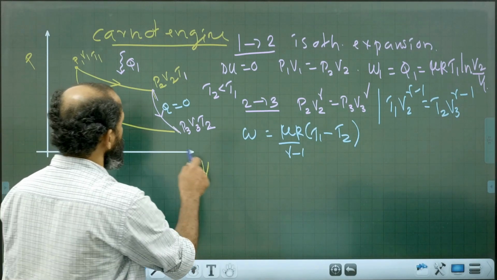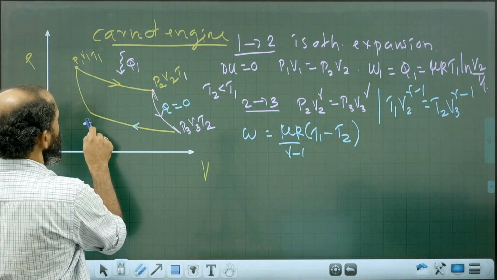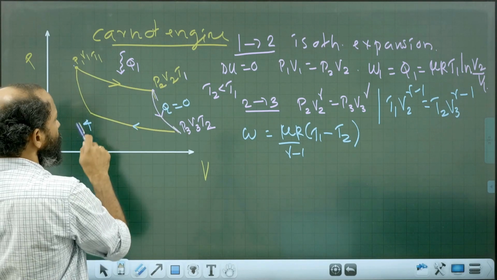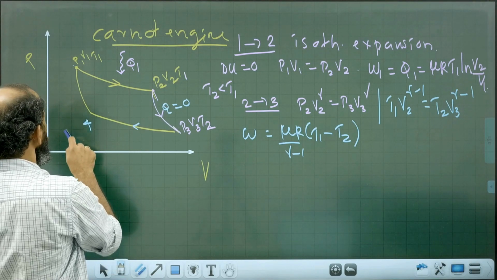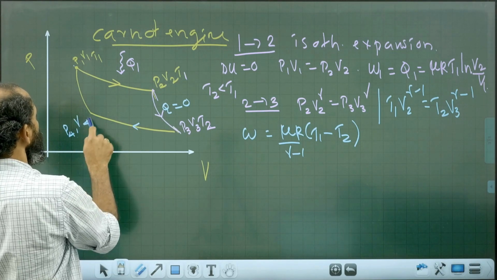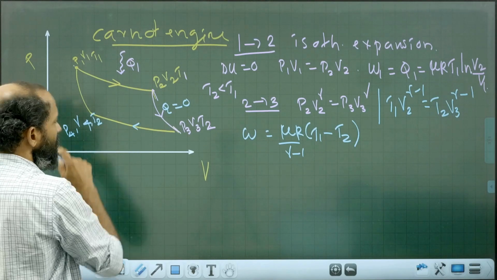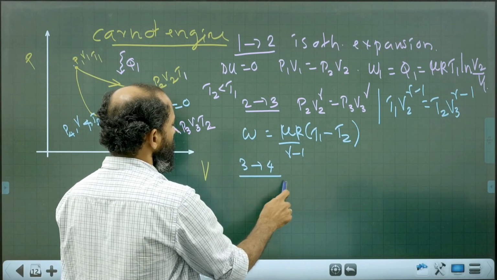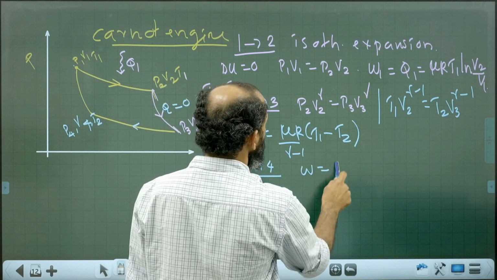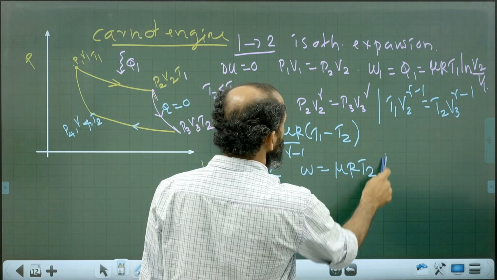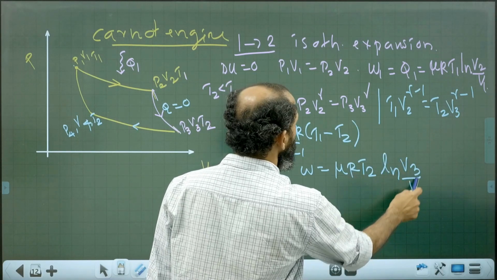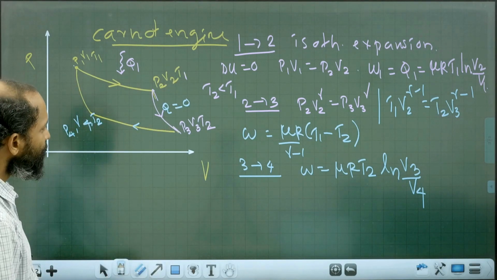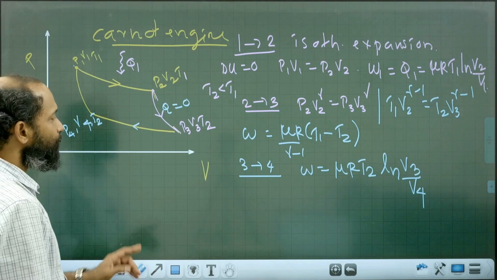Next process is 3 to 4. First one 1 to 2, second one 2 to 3, third one 3 to 4. Where to where? P4, V4 and T2. That is an isothermal compression. What is the work performed? W equal to mu R T2 log V3 divided by V4, where V3 by V4 is the expansion ratio. T2 is the temperature of the sink. And that work is negative.